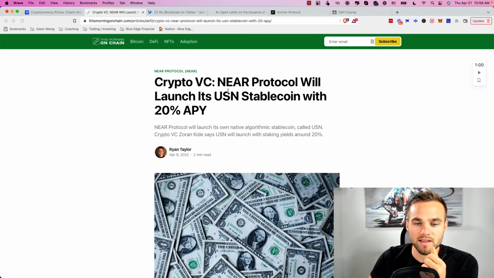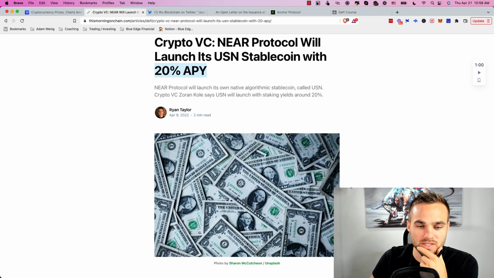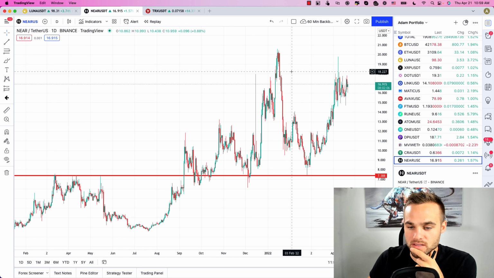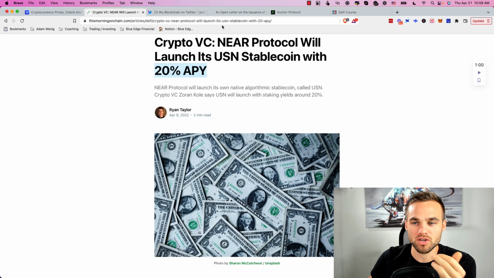Now, again, people are going to flock to this stablecoin. It's called USN, by the way. And if they can go get 20%, then the demand is likely to stay high, which will put pressure again on the Near price to move upwards, right? Because the supply will decrease. So this is all good and well. And I'm sure, if you guys are in the DeFi world, you've probably seen this.